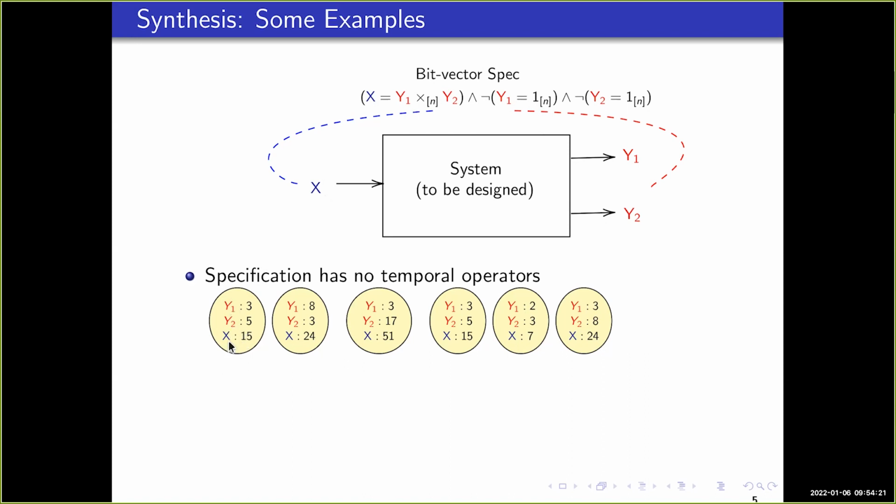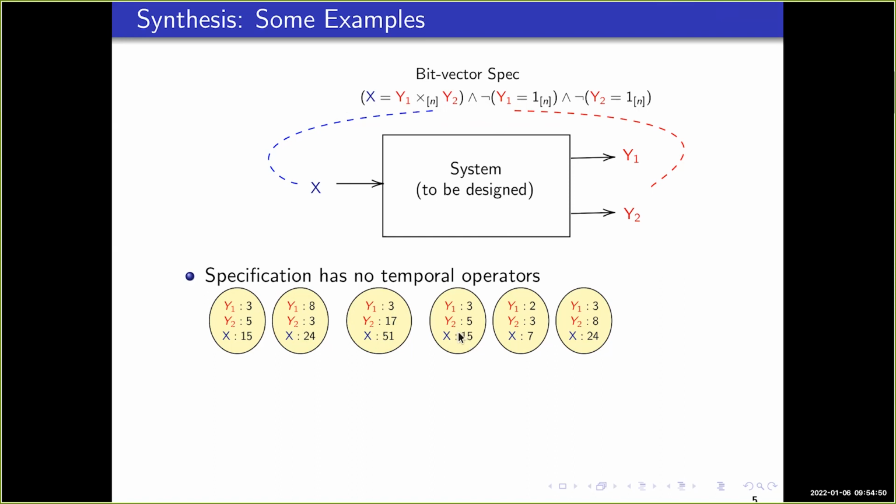So maybe initially, if X is 15, then y1 and y2 can have the values 3 and 5, of course, as bit vectors. And then you see that this specification is satisfied. Indeed, 15 is equal to 3 times 5, and y1 is not 1 and y2 is not 1. Maybe at the next time step, X comes as 24 and the system generates y1 as 8, y2 as 3, again fine. 51, 3 and 17, it's fine.